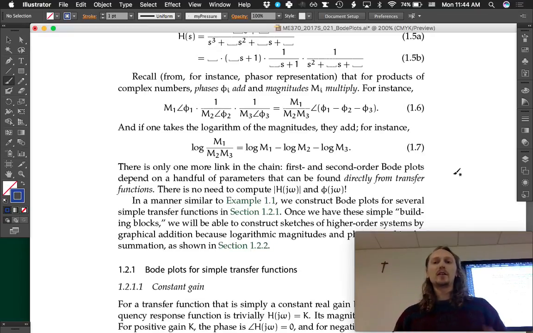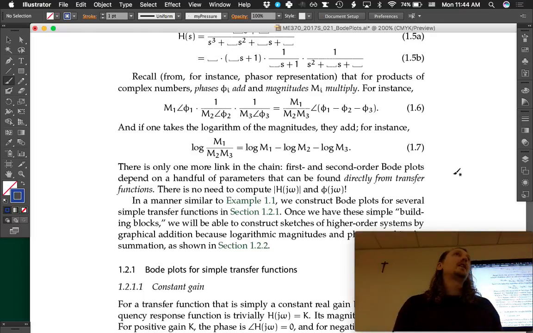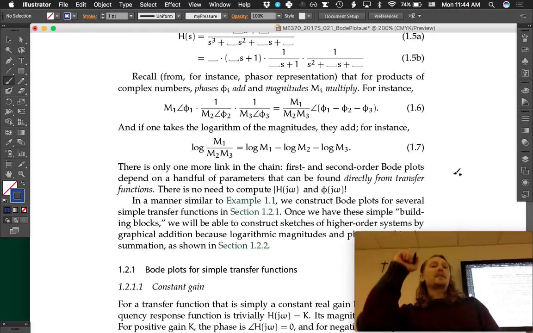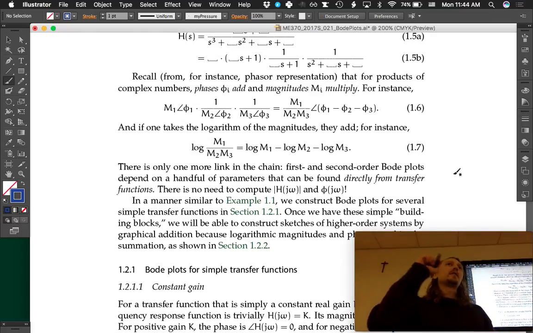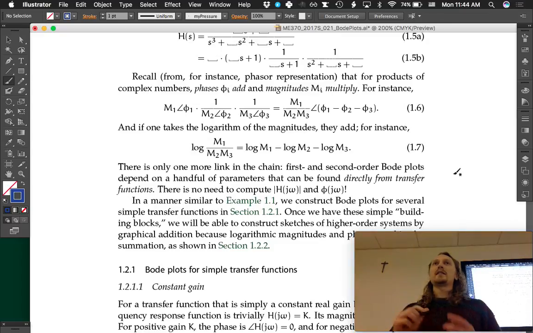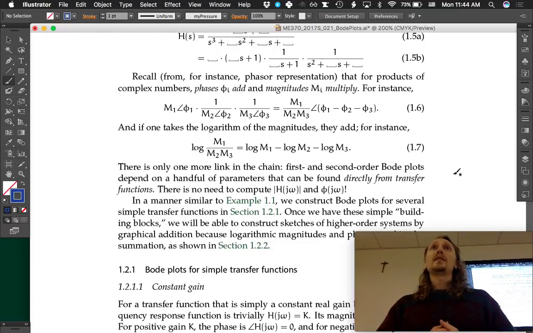First and second order Bode plots depend on a handful of parameters that can be found directly from the transfer function. So we can draw these straight line asymptotic approximations just by knowing things like the time constant of a first order system and the natural frequency of a second order system. We're going to call these special frequencies the break frequencies, okay? And it'll allow us to do sketches of these.